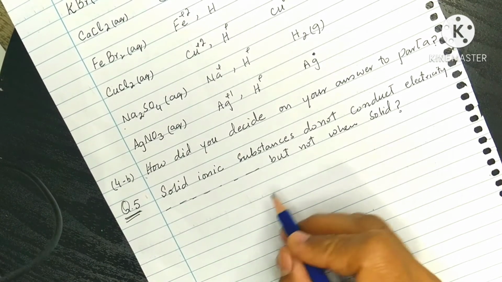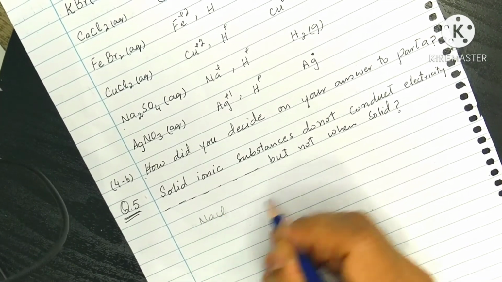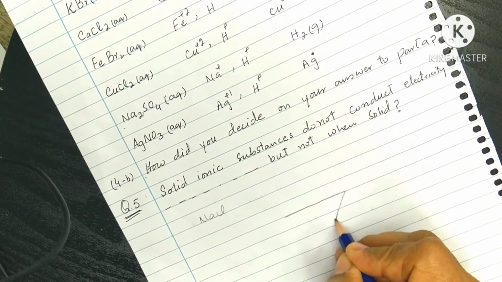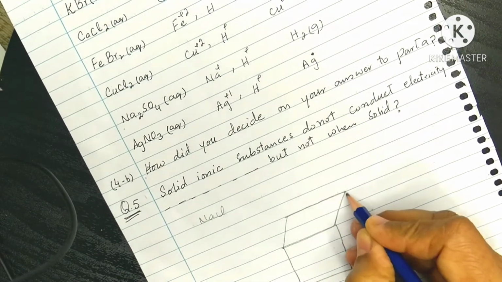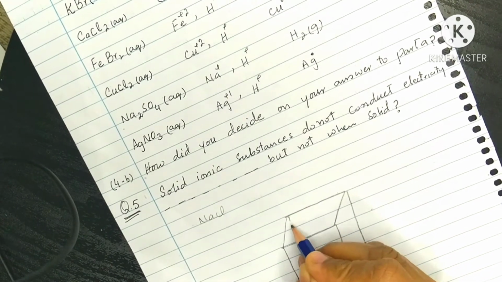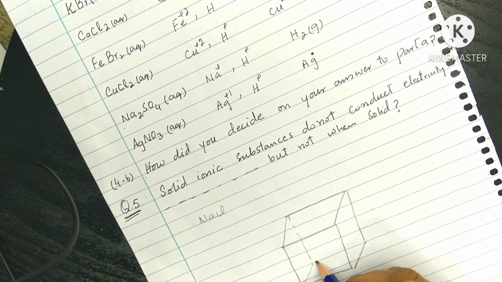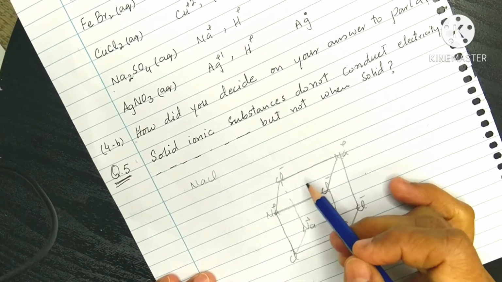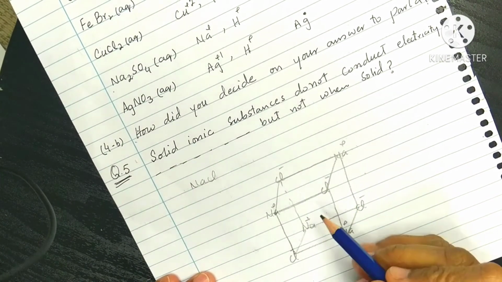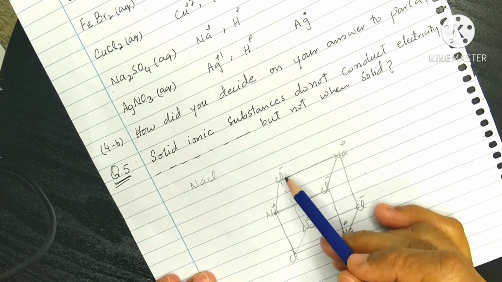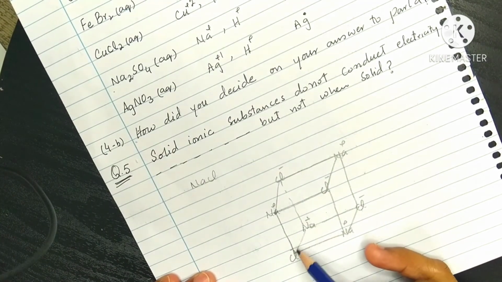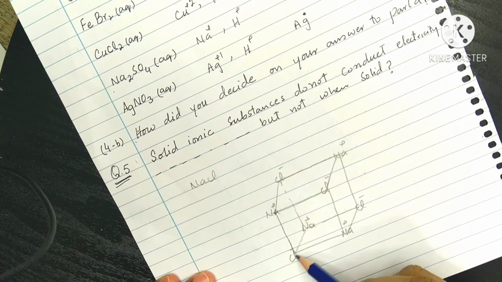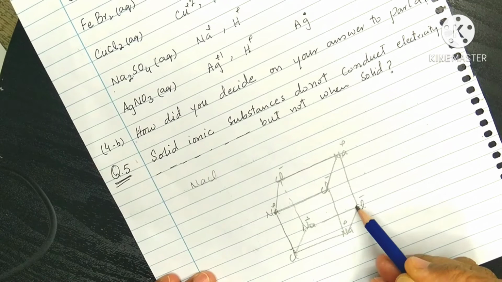For example, if we take sodium chloride, it is present in the form of a crystal, that is, in cubic form. In this cubic structure of sodium chloride, all the positive and negative ions are present at their fixed positions. They cannot leave their fixed positions. There is a force of attraction between them. This is the ionic bond. Due to this ionic bond, these positive and negative ions cannot leave their position.